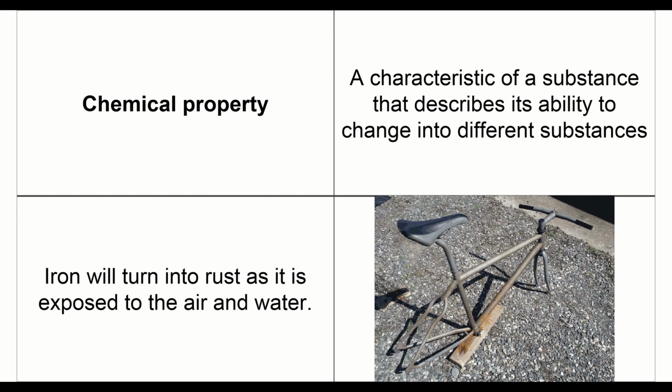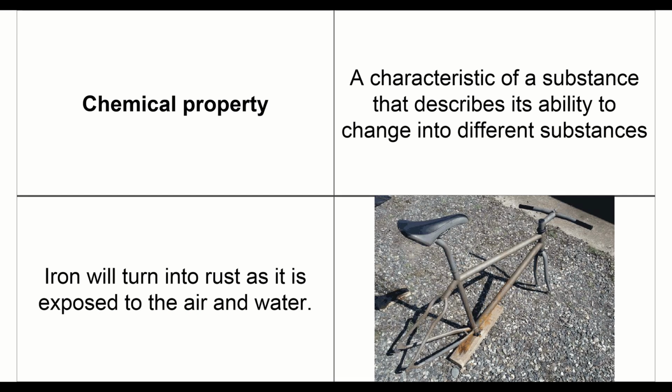In addition to a physical property, we can talk about a chemical property. A chemical property is a characteristic of a substance that describes its ability to change into different substances. So chemical properties are when they change to something completely different. So iron will turn into rust as it is exposed to the air and water.